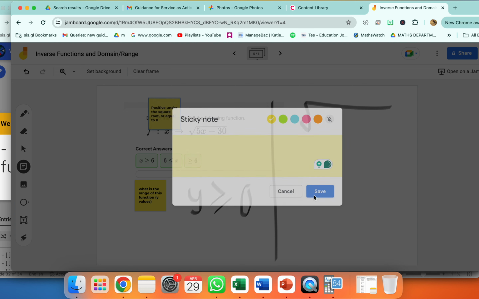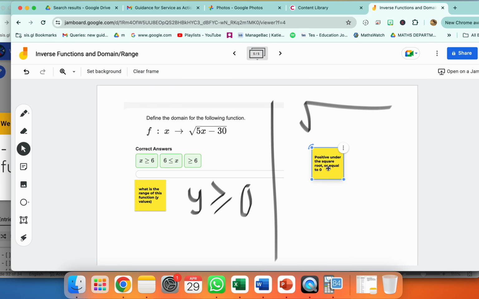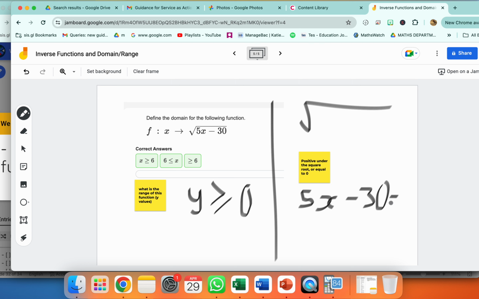So we ask ourselves, well, how can this be equal to 0 under the square root? Well, what we do is we actually put this equation equal to 0, 5x minus 30. You don't need to do this, but this is why it works, so this might be good for the top achievers in the class. We solve that equation and we know that x is going to be equal to 6.